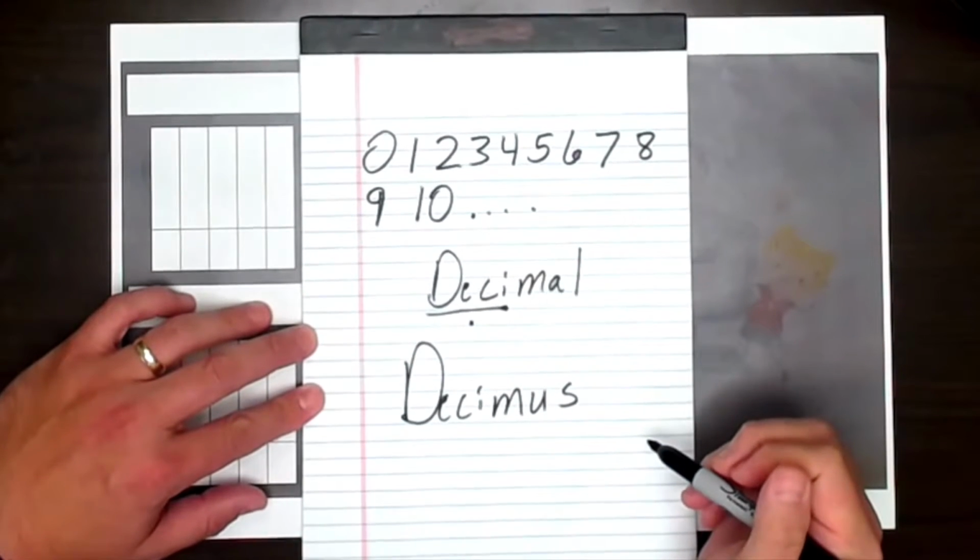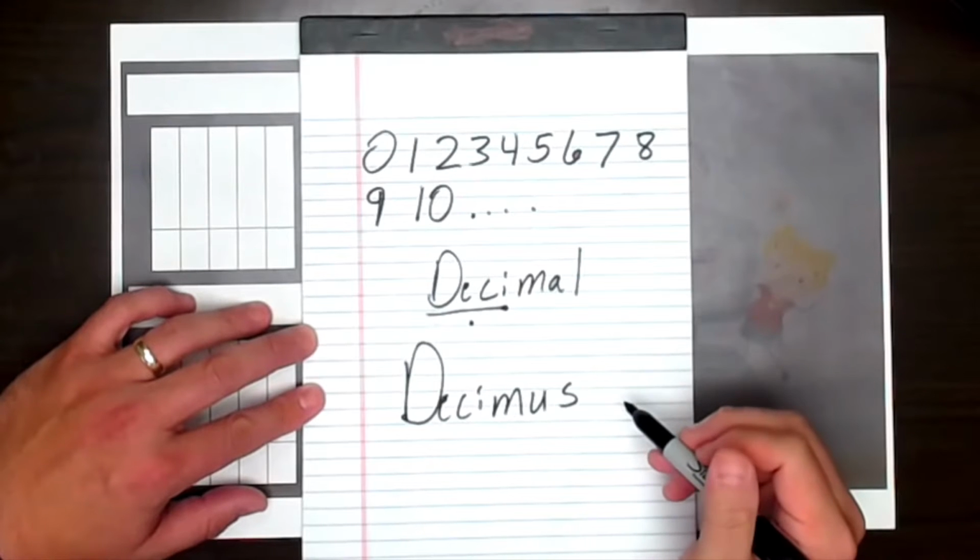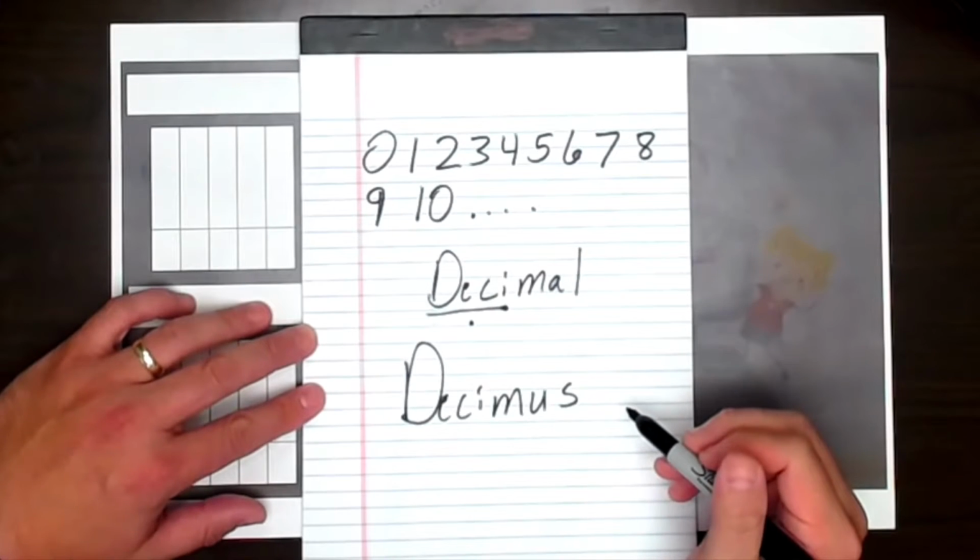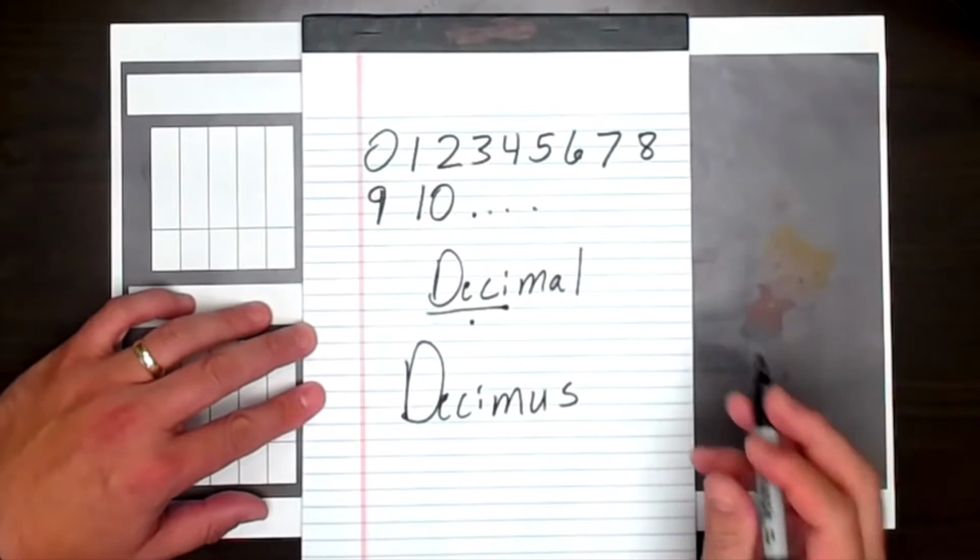Kind of makes me think of a superhero. It's a cool superhero name, don't you think? I am Sir Decimus. Fear me. I am Decimus. I can count to 10. Decimus actually means tenth or 10.